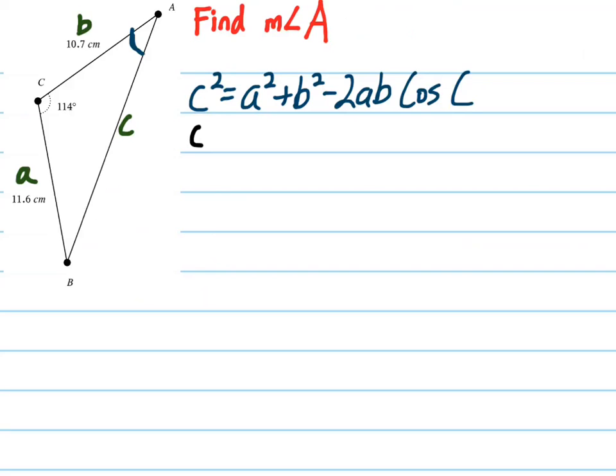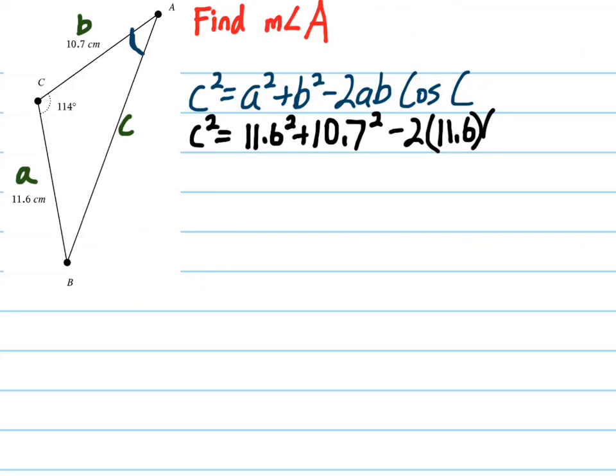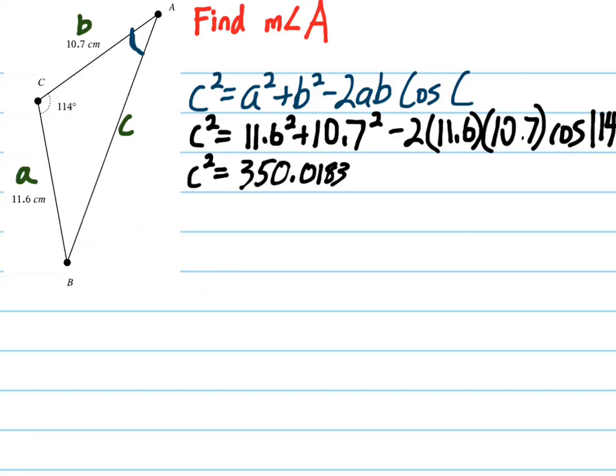Plug in all our numbers. It's going to give me c squared equals 11.6 squared plus 10.7 squared minus 2 times 11.6 times 10.7 times cosine of 114. I'm going to type the whole right side into my calculator again, and I'm going to get c squared equals 350.0183. To finish that up, take the square root of each side, and that will leave me with c equals 18.7. I'm going to go fill that in on my triangle.